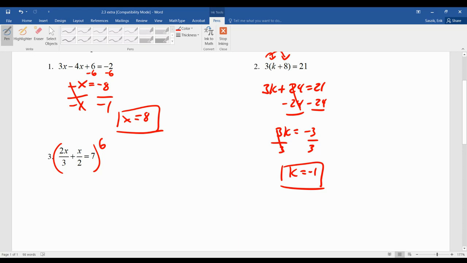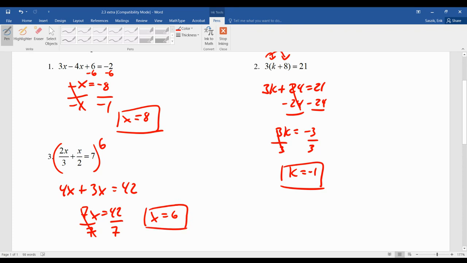6 times 2x is 12x, divided by 3 is 4x. 6 times x is 6x, divided by 2 is 3x. Don't forget to do 6 times 7. This is really 7 over 1. Now this problem's super easy. Do a little division, and we get x equals 6. Okay? Hopefully that's good.